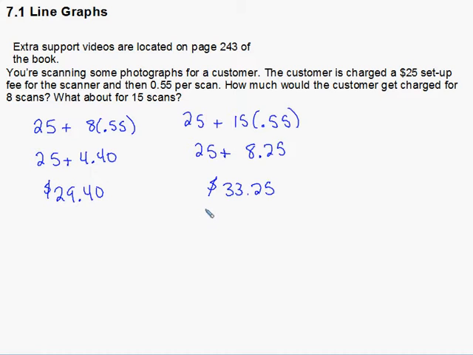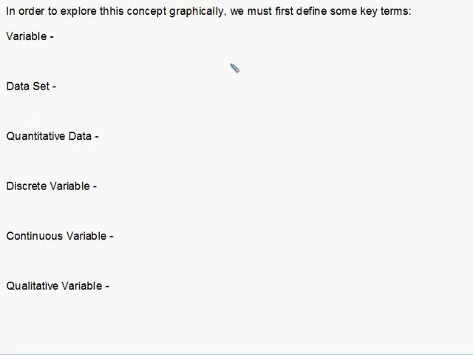it can be really time consuming if somebody's standing there in line and saying, well, how much for this many scans? Well, how much for that many scans? How much for this many? How much for that? If we had a graphical representation of that, it would be really easy for us to just see how much per scan. And then we can go, oh, that would be this much, that would be that much, instead of saying, okay, hold on, every time. So we're going to explore the concept graphically.